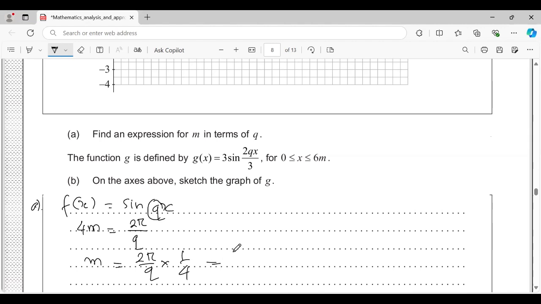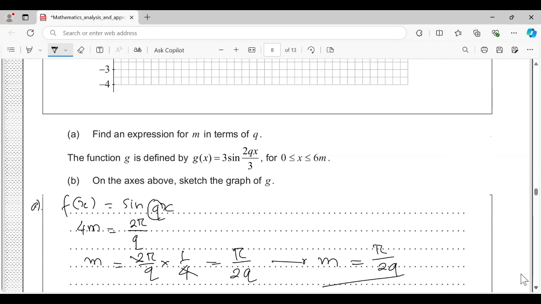It is pi over 2q, because 2 divided by 2 equals 1, 4 divided by 2 equals 2. M, the expression being m equals pi over 2q. This.